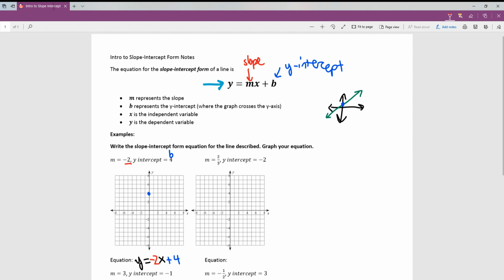So -2 is the same as -2/1. Thinking back to when we've talked about slope before, that means we are going down 2 and to the right 1 to get to the next point on our graph. So from my y-intercept point, down 2, right 1, and repeat that pattern as many times as you can.